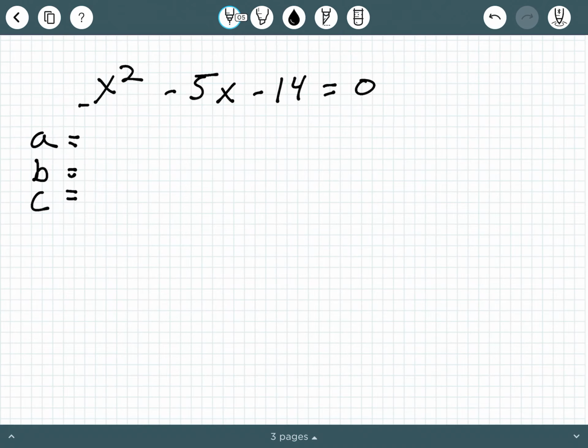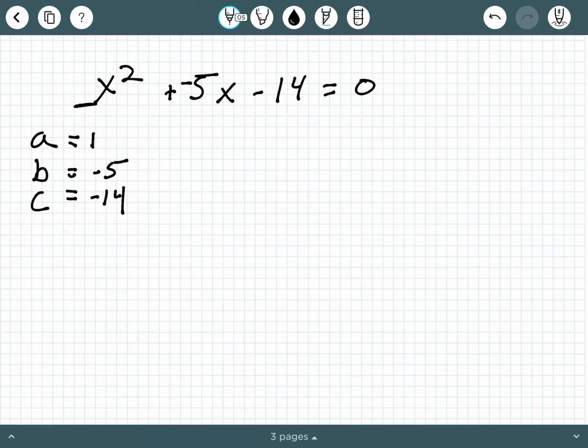So a always comes in front of the x squared term. There's that hidden positive 1 there, so that'll be a. B is in front of the x term. It's 5, but it's also subtraction, which is the same as adding negative 5. So b is actually negative 5. And then c, same idea. It's subtracting 14, so it's actually negative 14. Remember, the quadratic formula works to solve the x-intercepts or values of x when the equation is equal to 0, because when y is 0, that puts us on the x-axis.